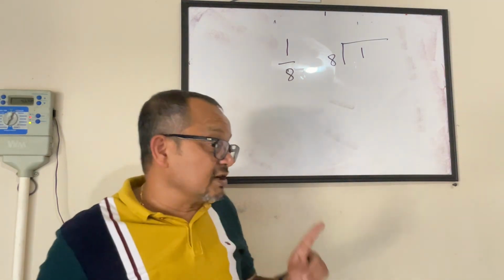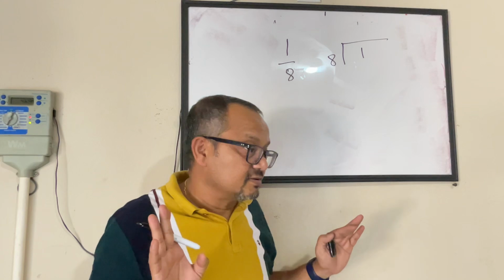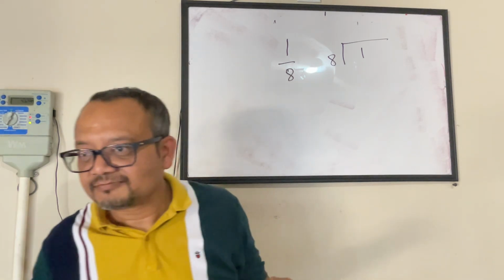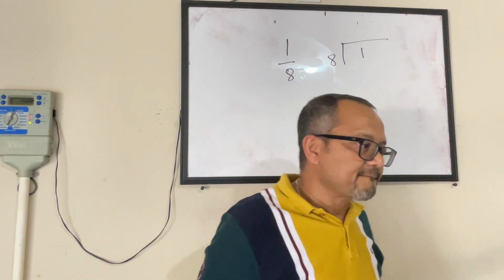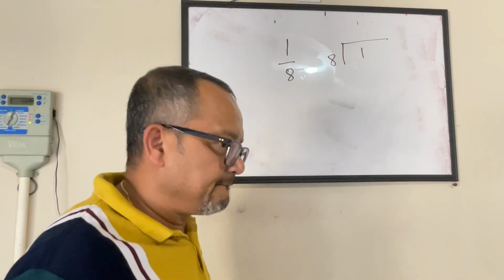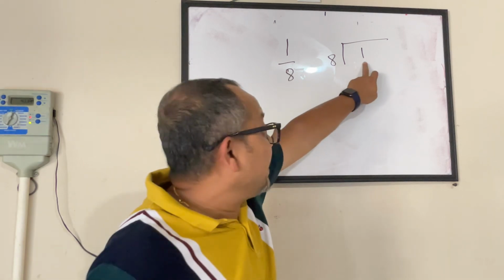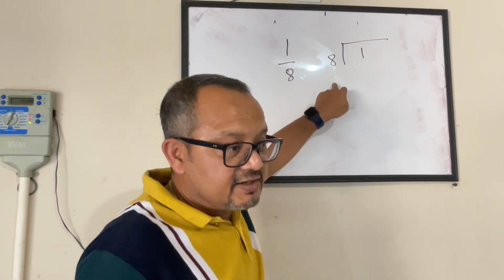See, an answer is not a shortcut. You will never get an answer by guessing a number. I thought it meant 1 multiplied by 8, I think. That's not what we are trying to do. We are trying to divide 1 by 8. 1 is a smaller number than 8.